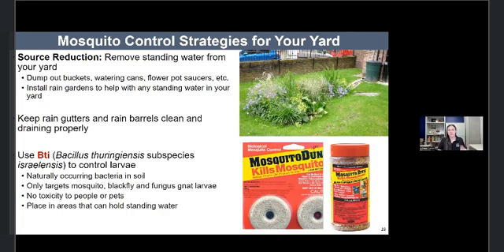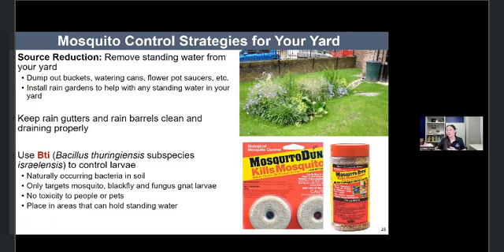So it is a great tool to use. You can buy it at the store or on Amazon. You could buy them in two different forms. The first is the mosquito dunk, which is that donut looking thing. Those are for larger bodies of water. You can break them up into smaller pieces as needed.